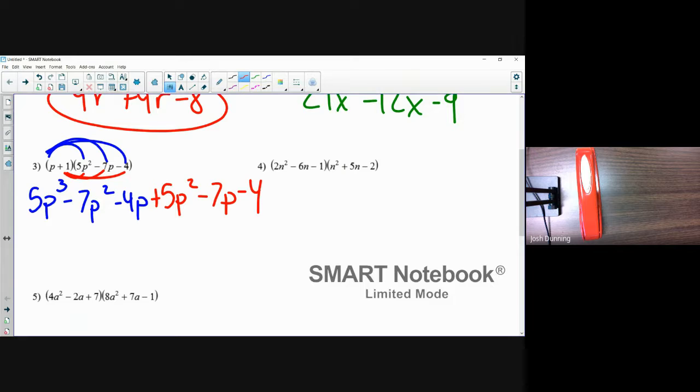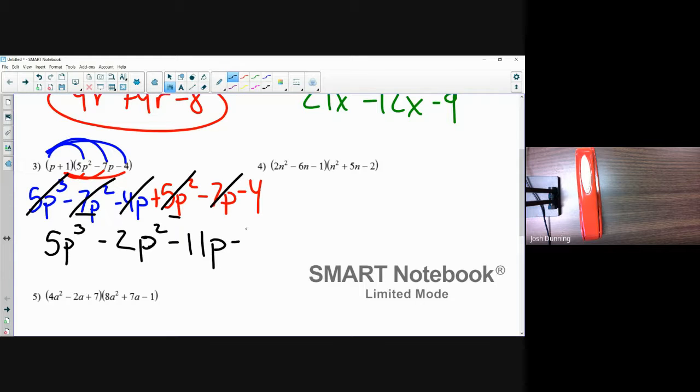Now there's no other cubes, so I'll just bring that 5p cubed down. But then we have minus 7p squared and the plus 5p squared. Negative 7 plus 5 is negative 2. And then minus 4 minus 7 is minus 11 for the p to the first. Then bring that minus 4 down.